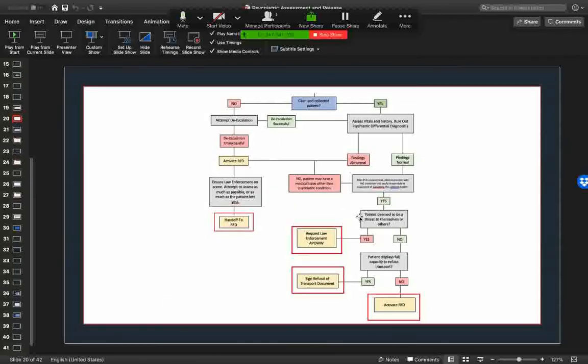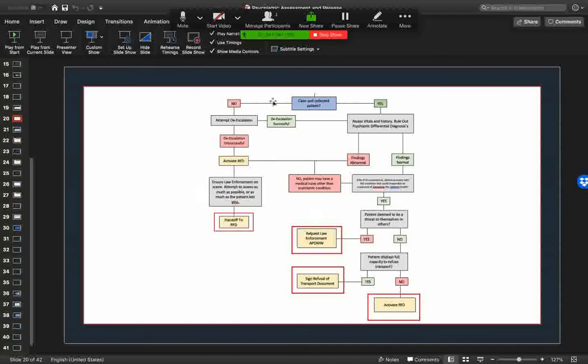Okay, so let's say the patient is deemed to be a threat to themselves or others. If that is the case, then we are going to request law enforcement to do an APAL, and we'll go over what that is. If they are full capacity and not a threat to themselves or others, we can sign a refusal of transport. If they do not display capacity, we have to activate RFD.